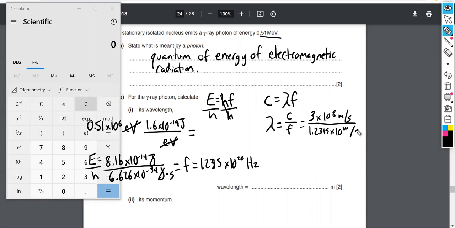And then again, reciprocal seconds are the same thing as hertz, and so that's going to cancel out those. I'm in meters, which is what I want to be in, right? So that kind of shows that we're on the right track with it too.